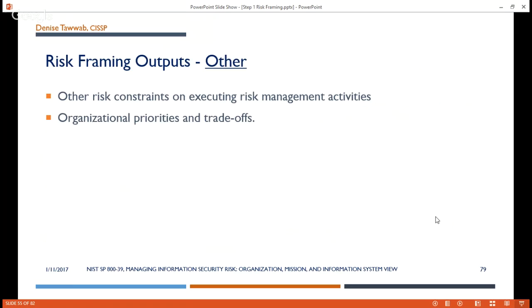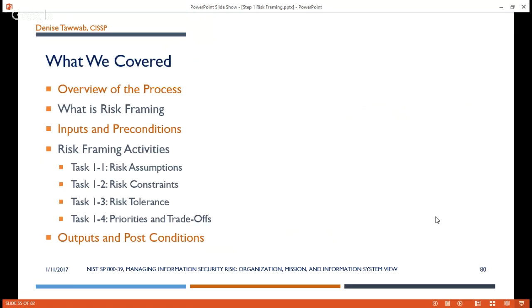Other risk framing outputs would be additional risk constraints on executing risk management activities and your organizational priorities and trade offs. And it's a lot. It seems like a lot because it's just one step in the risk management process. But this is your preparation step. And this is what the risk management framework, which is covered in this special publication 800-37, revision 2, calls the prepare step.